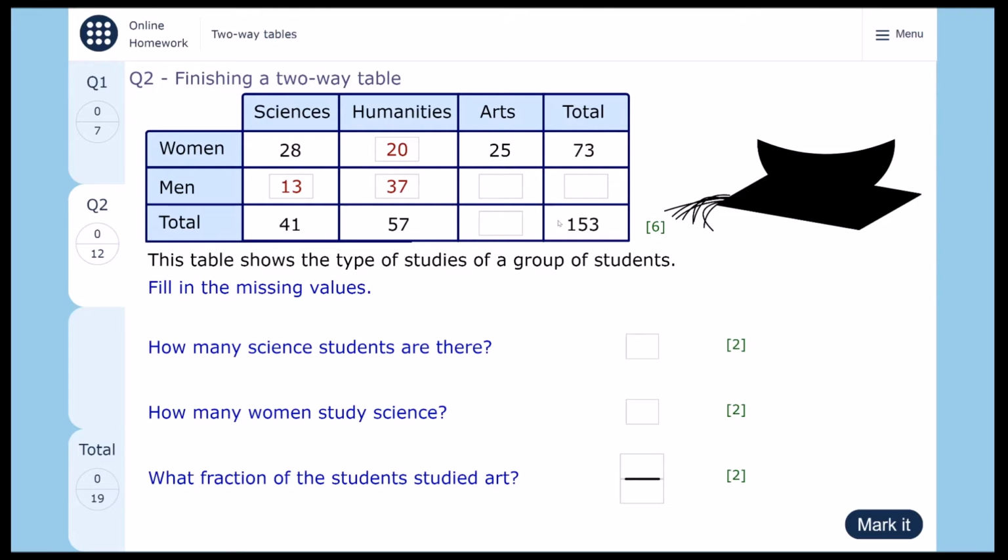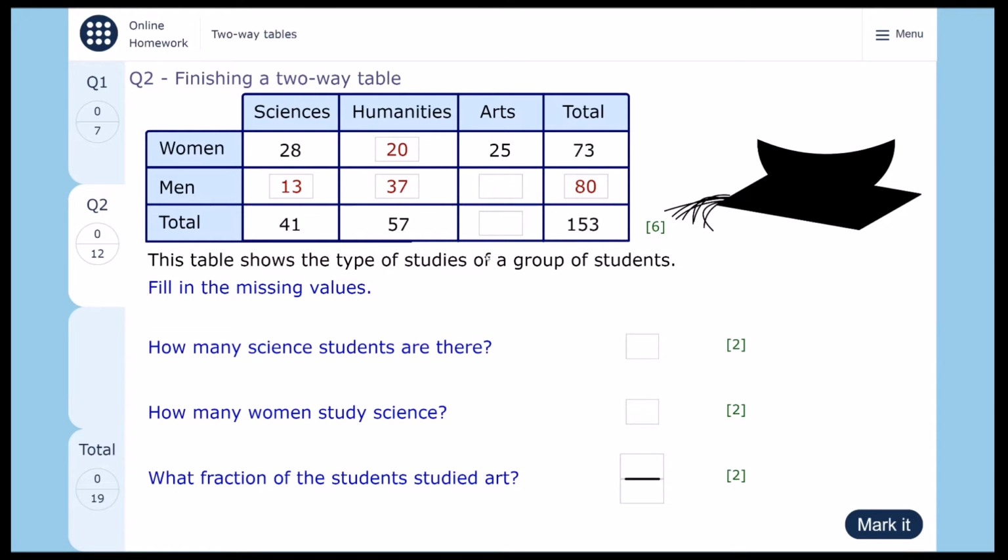Again, if I look at the total, I know that there was 153 people in total, 73 of which were women. If I take 73 away from 153, I get 80, which means that there were 80 men in total.